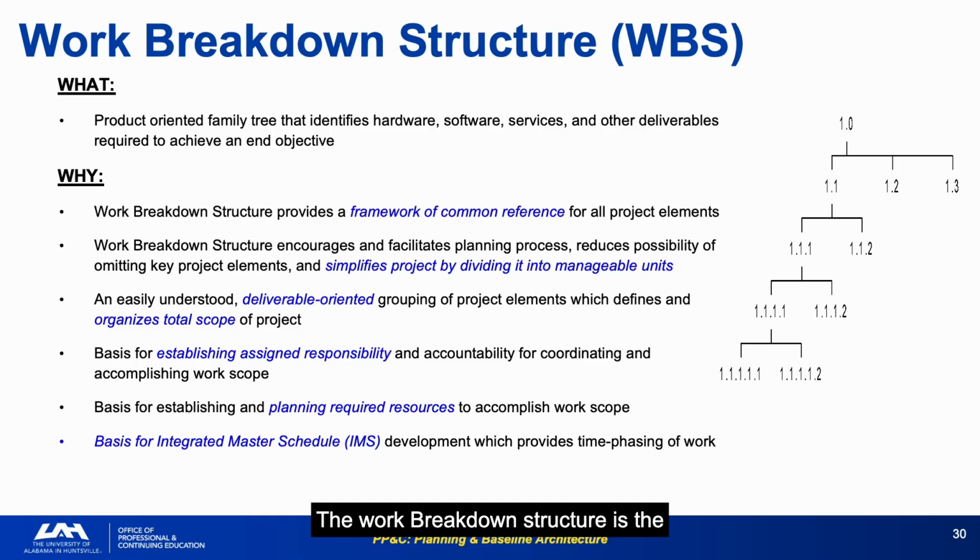The work breakdown structure is the product-oriented family tree that defines and organizes the total scope of work. It is the single most important planning document because everything else, cost, schedule, EVM, risk, contracts, hangs off it. The WBS is a framework for common reference across all project elements. When the schedule, estimate, and financial system all use the same WBS numbering, integration becomes possible. When they do not, chaos follows.